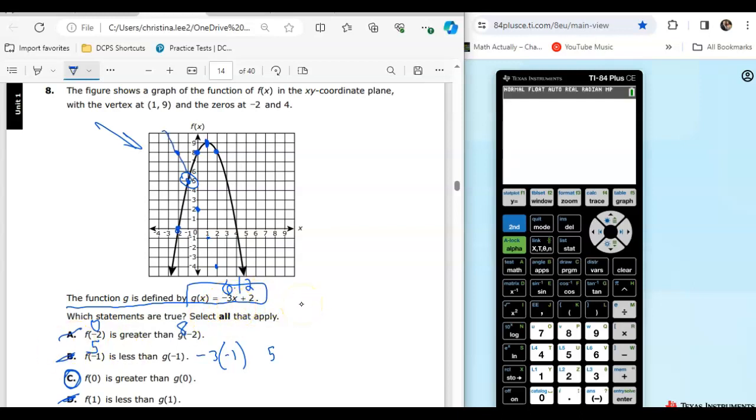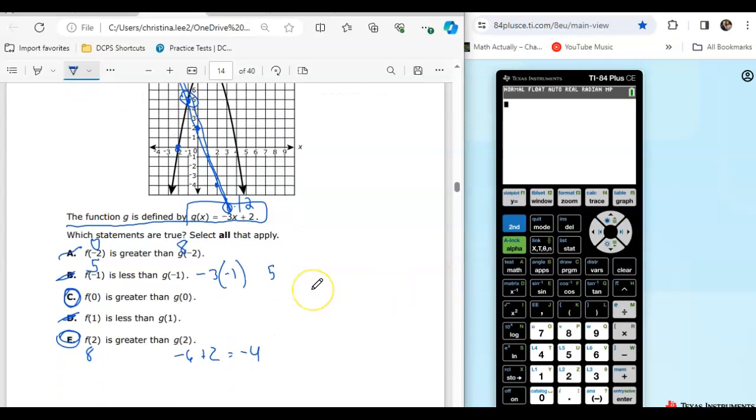And so this line would go like this. You can also see after this point where they intersect, any number to the right of that, so any number greater than negative 1, our f of x is going to be greater than our g of x. Our line is going to be less than the values of f of x there.